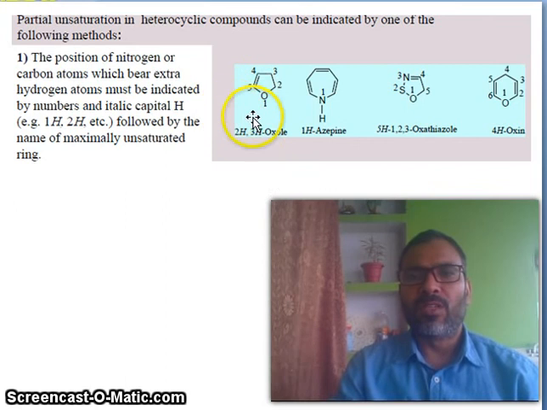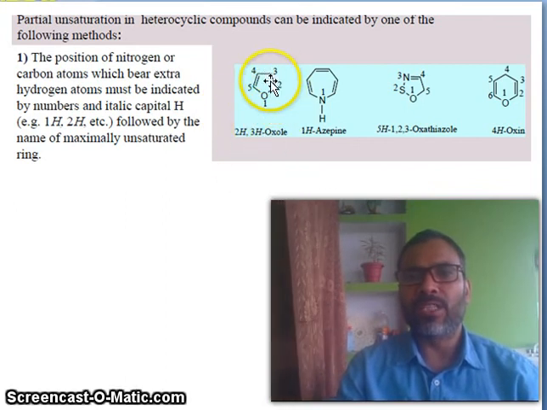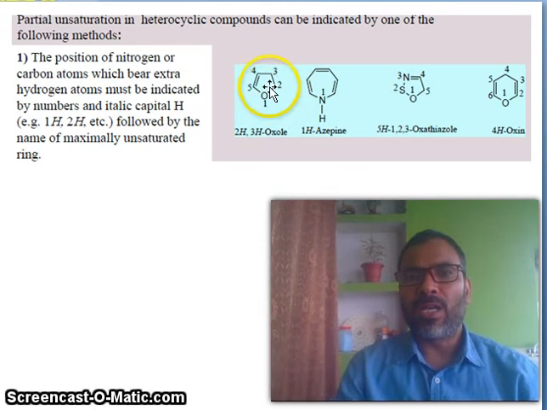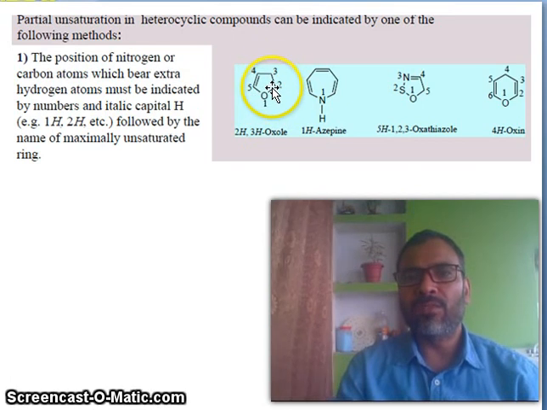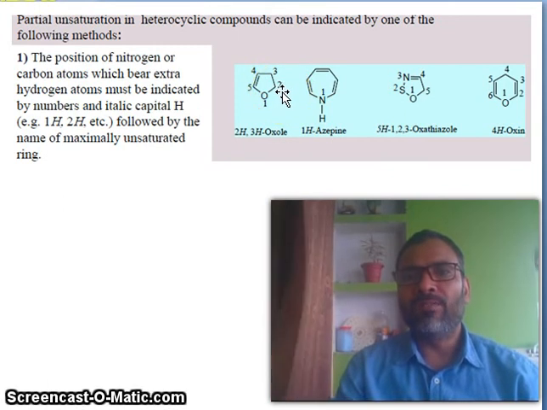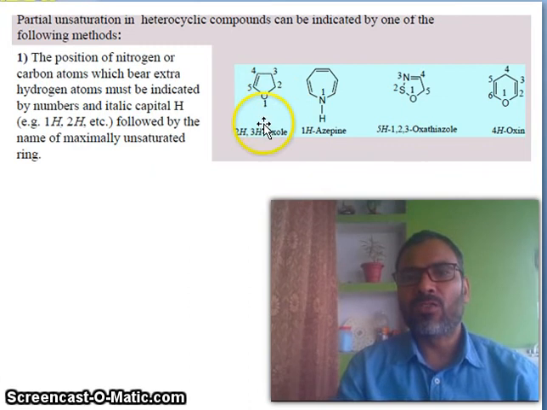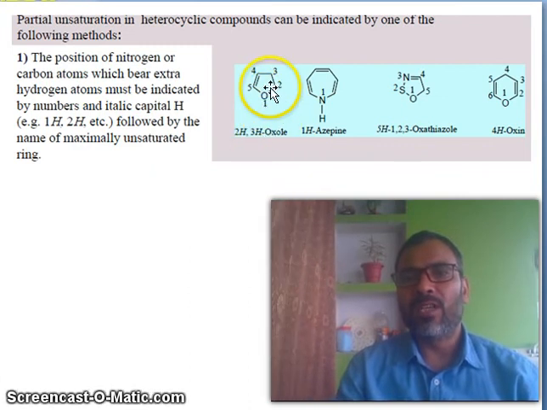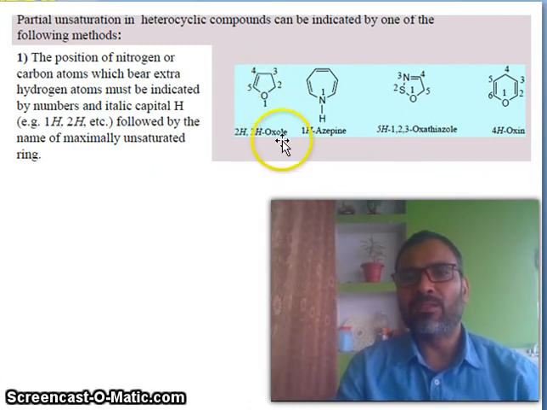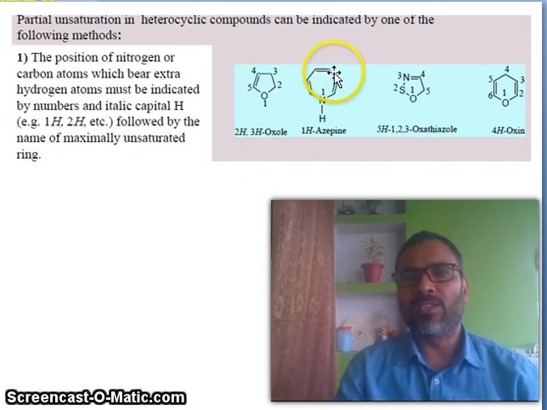So give the positions of hydrogen. This is 2 and 3. So the partial unsaturation is due to the presence of these 2 hydrogens at the 2 and 3 positions. So you just give 2H and 3H. Ox for oxygen, and this is a 5-member ring, that's why OLE. 2H, 3H-oxole. Now you can do the nomenclature of this compound.